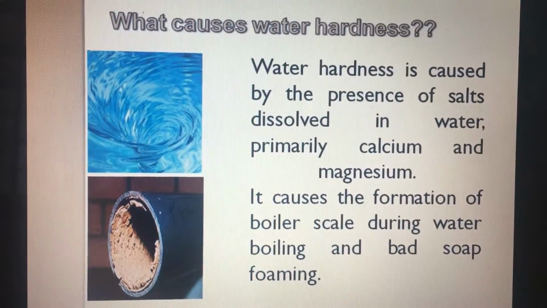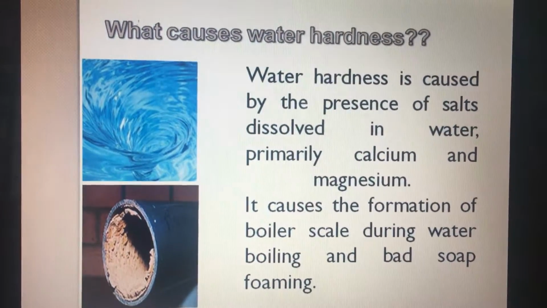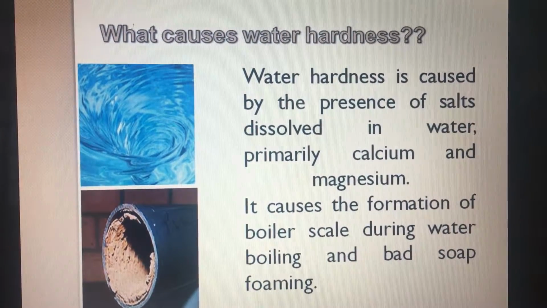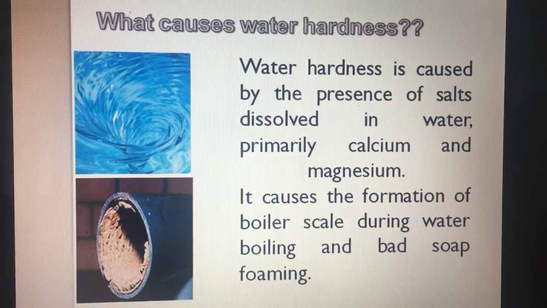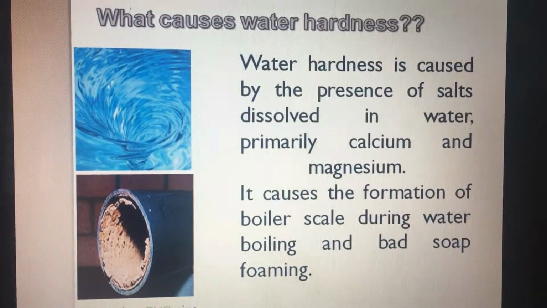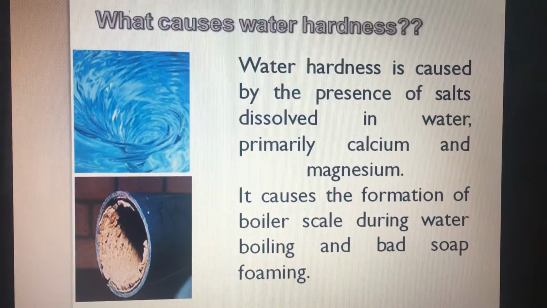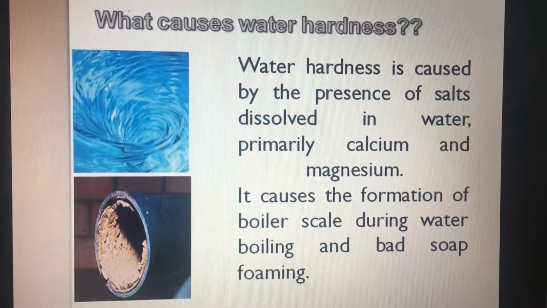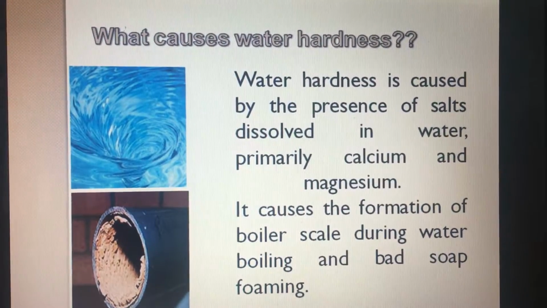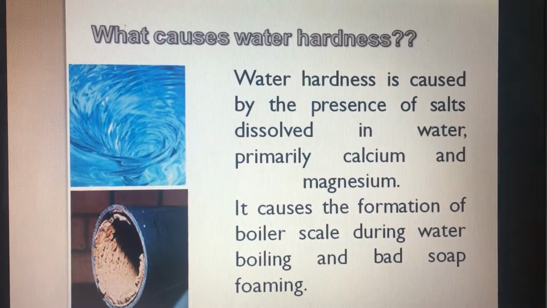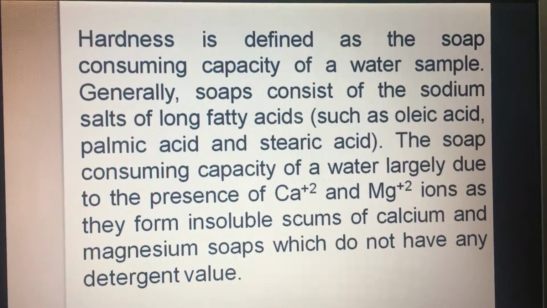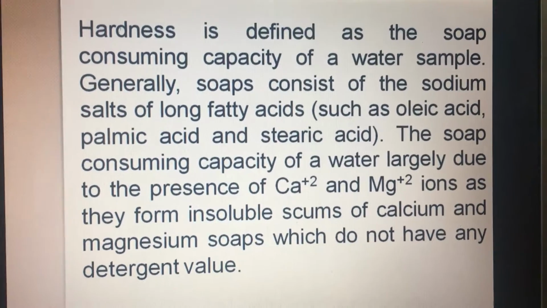Here, hardness is caused by the presence of dissolved salts in water, primarily calcium and magnesium ions of carbonates, bicarbonates, chlorides, sulfates and nitrates. It causes the formation of boiler scales. When scale forms in a pipeline, it causes problems for steam generation, or in the normal way when hard water is used in domestic appliances.